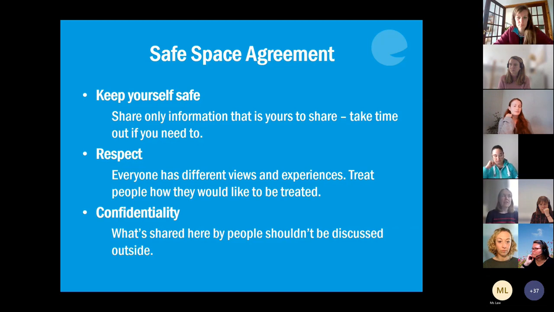So the first one is just keep yourself safe. We are going to be talking about mental health, stigma and discrimination, and I'm aware that everyone has their own experiences, or they might know of people who might have experienced stigma and discrimination as well. So do look after yourselves, do take time out if you need to.